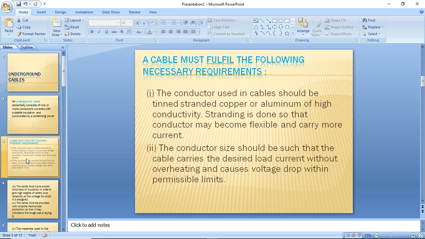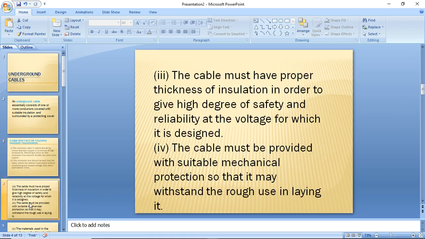The other point is that the conductor size should be such that the cable carries the desired load current without overheating and causes voltage drop within limits. The next point is that the cable must have proper thickness of insulation in order to give a high degree of safety and reliability at the voltage for which it is designed.